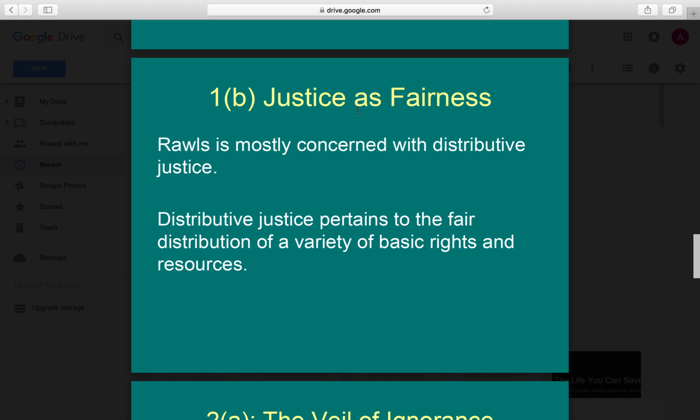In another part of A Theory of Justice, Rawls distinguishes between distributive justice and retributive justice. Retributive justice pertains to the criminal justice system. Criminal justice, or just punishment, has to do with purported criminals receiving their due process and also making sure the punishments fit the severity of the crimes committed. This is not Rawls' main focus. He is mostly concerned with distributive justice. Distributive justice pertains to the fair distribution of a variety of basic rights and resources.